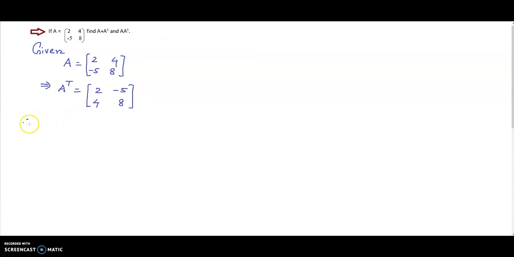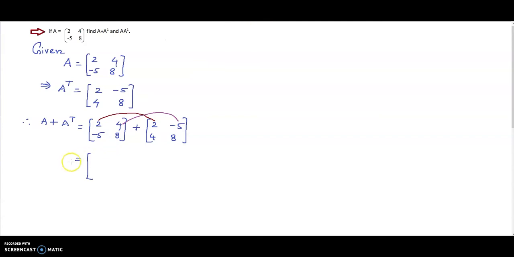First we want the sum of A and A transpose. So let us add both, A plus A transpose. A is 2, 4, minus 5, 8, plus A transpose is 2, minus 5, 4, 8. Again, addition is done purely on the basis of corresponding elements. The first element of the first matrix with the first element of the second matrix, then the second element of the first matrix with the second element of the second matrix. On that basis we do the addition.